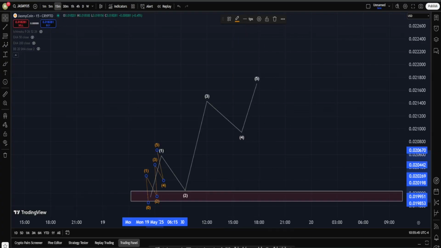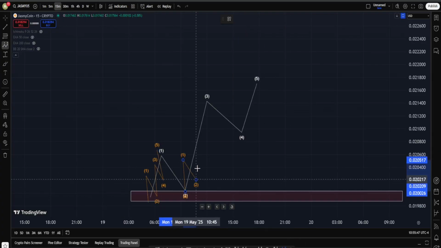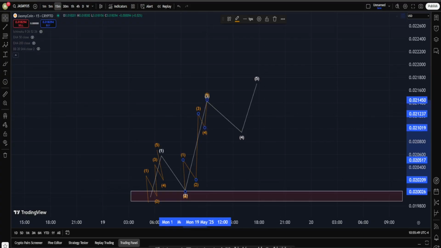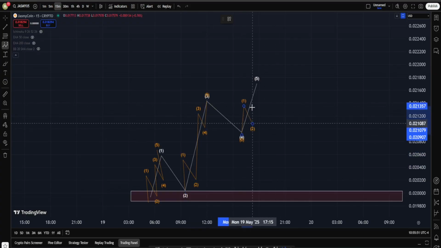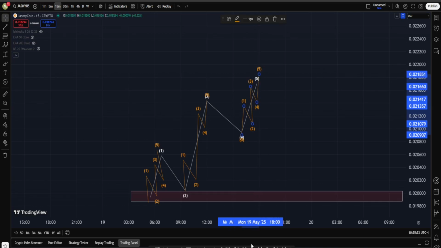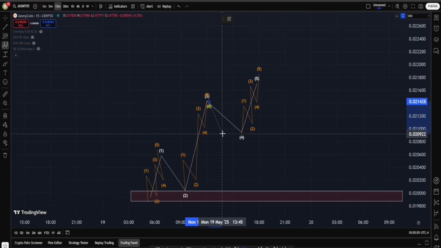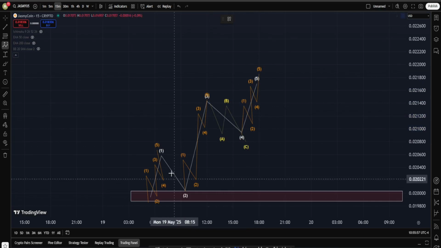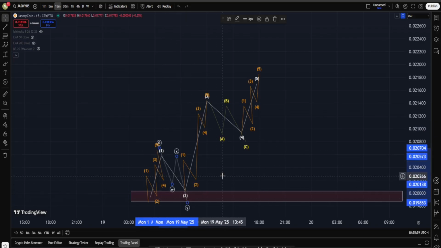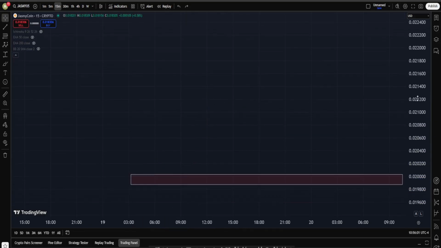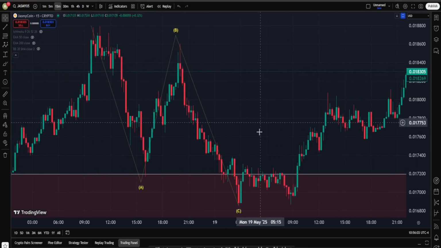In terms of the sub waves, you know the story if you are a regular viewer: 5 wave up into wave 1, 3, and 5. For wave 2 and 4, we can have many different possibilities. It's not really that important. Let's say an ABC into 4, and a WXY into wave 2.